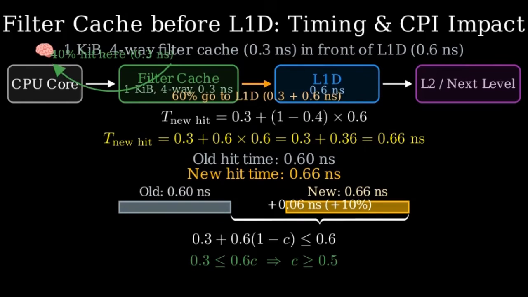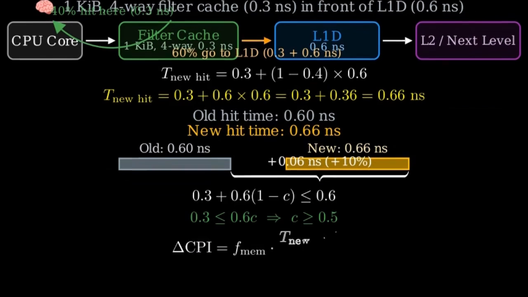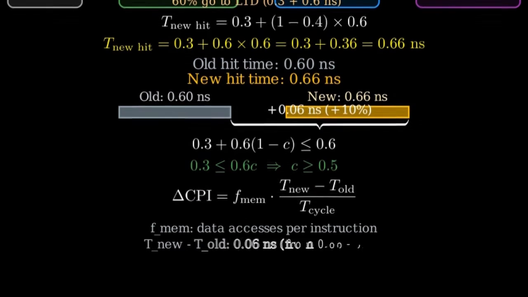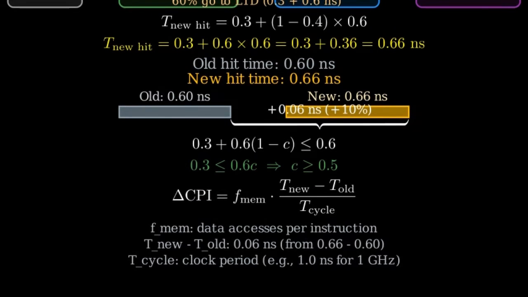The additional cycles per instruction depend on three things. 1. How many data accesses occur per instruction. 2. The processor clock period. And 3. The change in average hit time. The general formula is delta CPI equals the data access rate per instruction times the new time minus the old time, divided by the clock period.